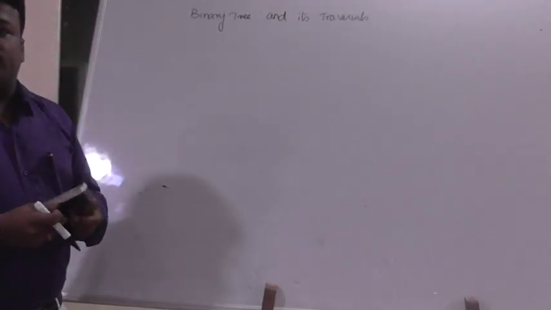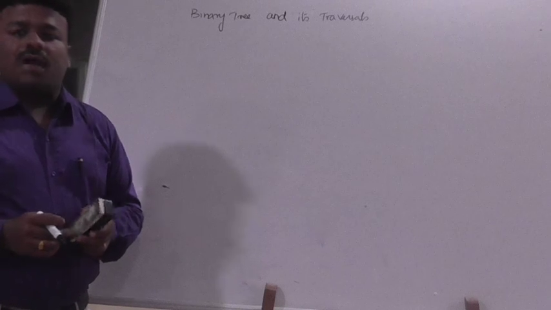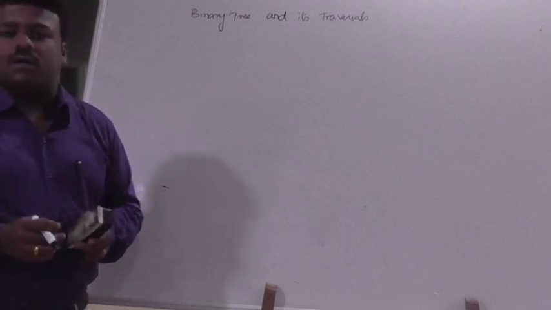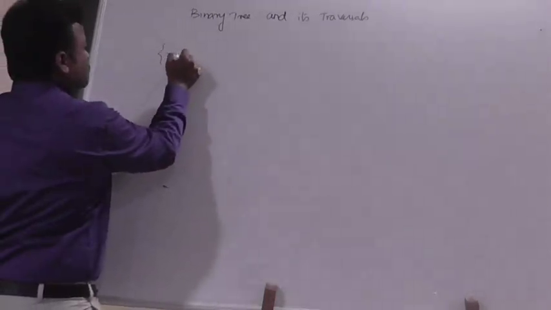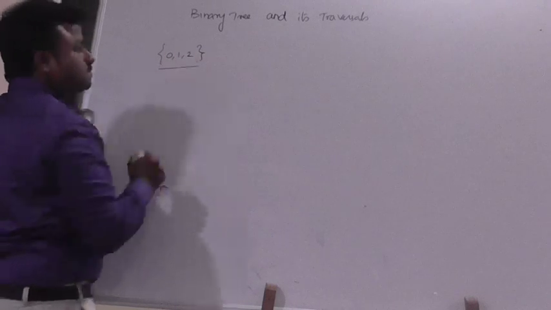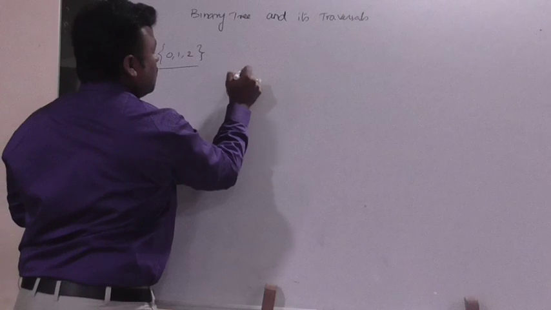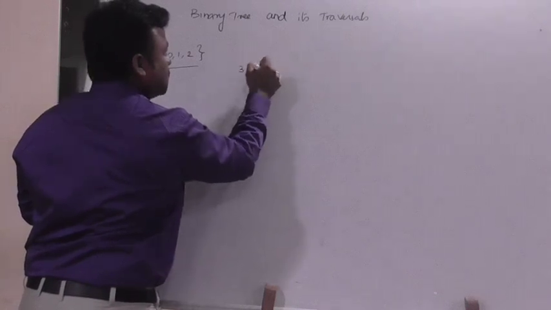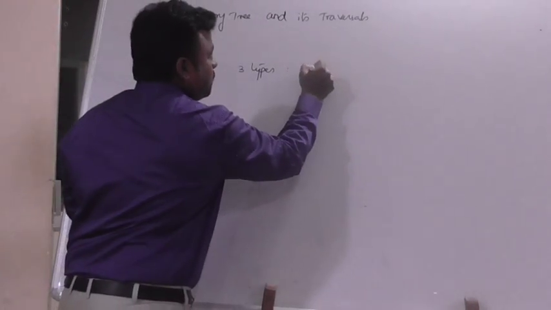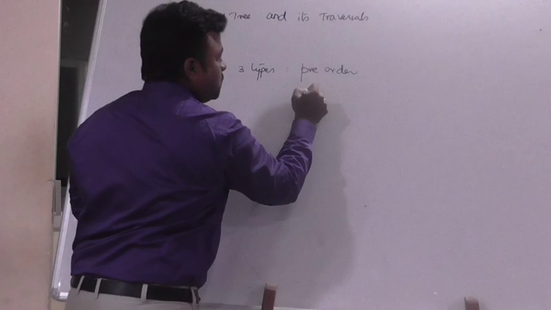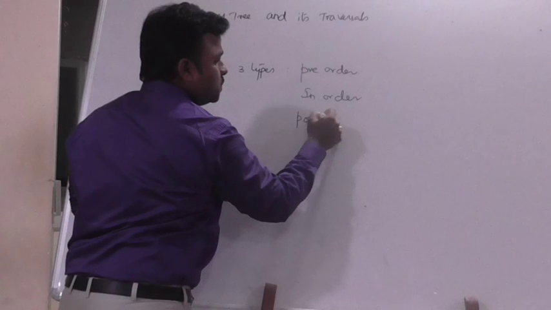Or in other words, we can say that the tree in which each and every node has at most 2 children is called a binary tree. Now, coming to its traversals, there are 3 types of traversals. First one, pre-order. Next one, in-order. Next one, post-order.